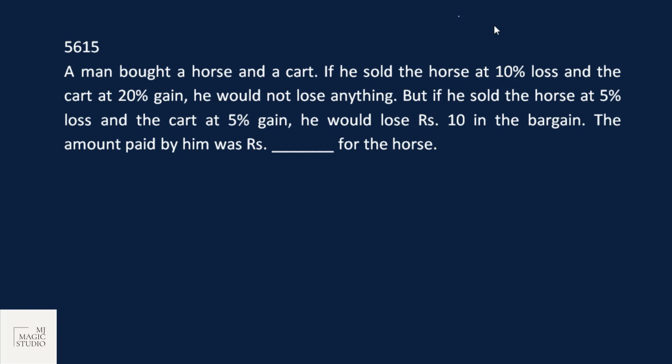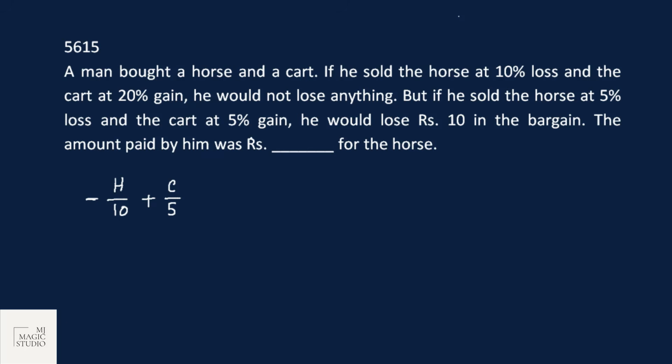Arithmetic in aptitude, and profit and loss. A man bought a horse and a cart. If he sold the horse at 10% loss, that means loss is h by 10. Let the cost price of horse be h. And the cart at 20% gain, plus cart 20% means c by 5.